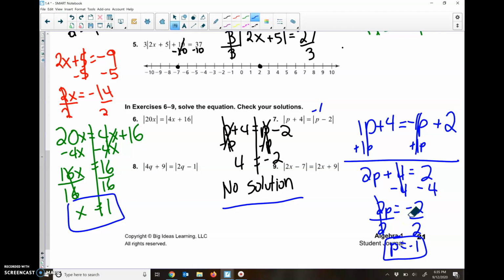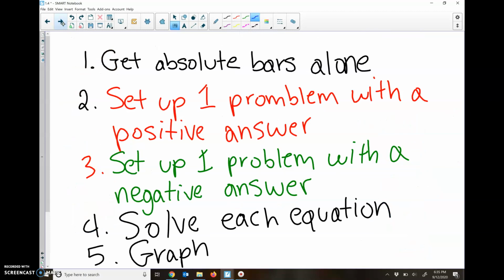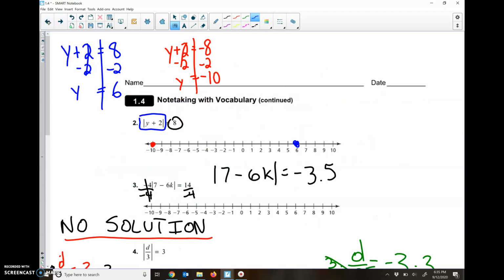This is as hard as it gets for the problems, but really as long as we're following these steps of getting the absolute value bars by themselves, setting up one problem with a positive answer, setting up one problem with a negative answer, and then solving each equation, then we should be good to go for this section.